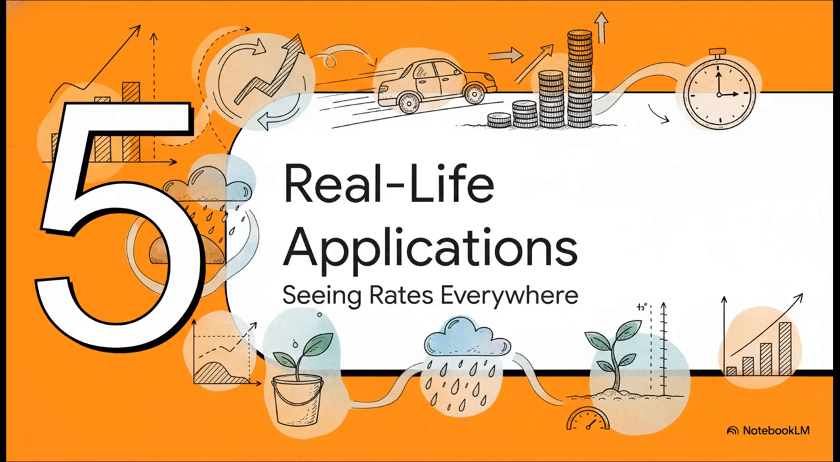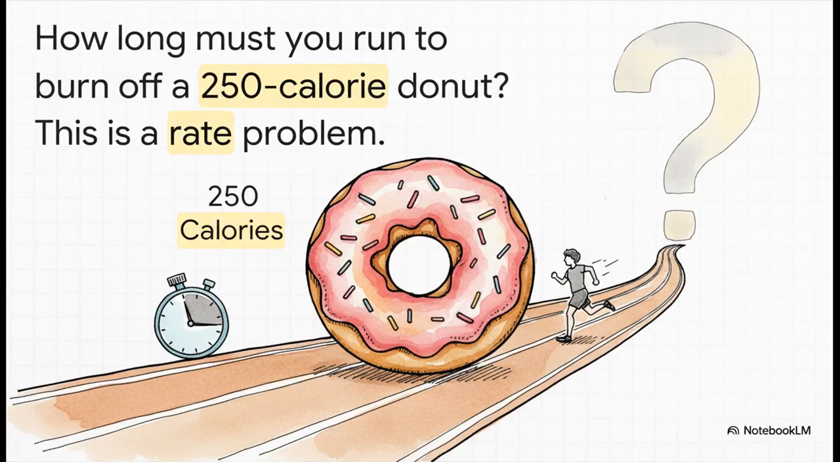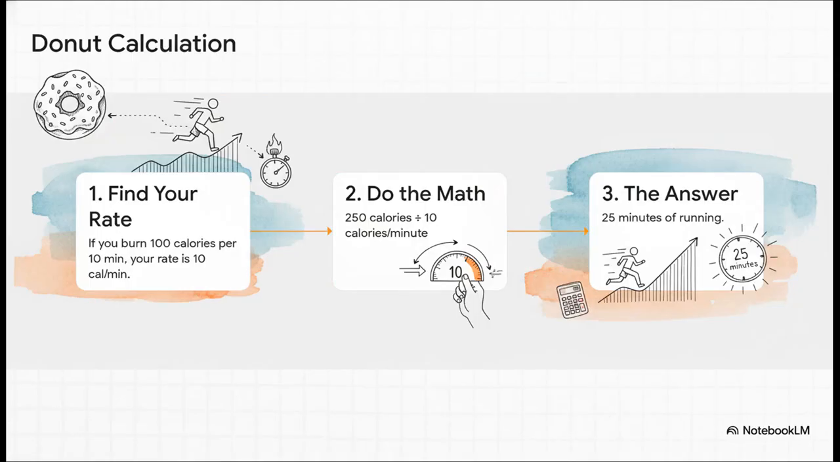Once you know what you're looking for, you'll start to see rates of change absolutely everywhere in your daily life. Let's make this super practical. Let's say you just enjoyed a 250-calorie donut. And now you're wondering, how long do I have to run to burn this off? Guess what? That's a rate of change problem. So first, you need your rate. Let's just say you burn about 100 calories every 10 minutes of running. We can simplify that down to a rate of 10 calories per minute. Then the math is easy. You just divide the total calories in the donut by your burning rate. 250 divided by 10 gives you 25 minutes. See? This stuff gives you real predictive power.